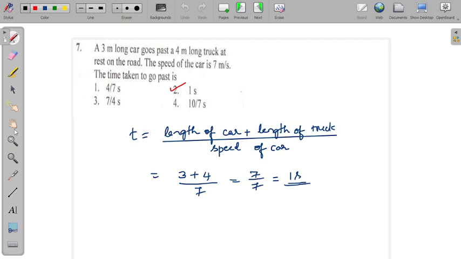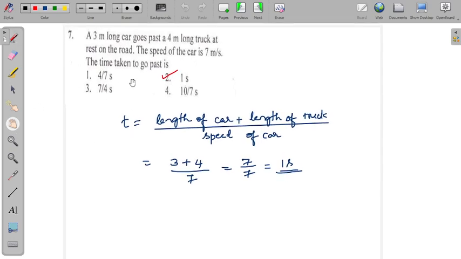Seventh question: a 3-meter long car goes past a 4-meter long truck which is at rest on the road. The speed of the car is 7 meters per second. The time taken to go past is given by the length of the car plus the length of the truck divided by the speed of the car. If they are in opposite directions, the lengths get added and their speeds get added.